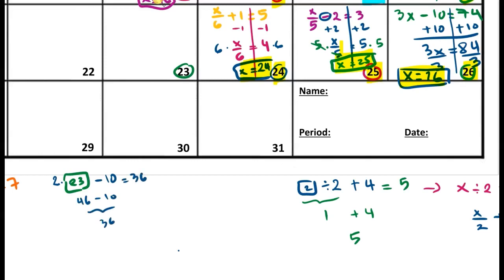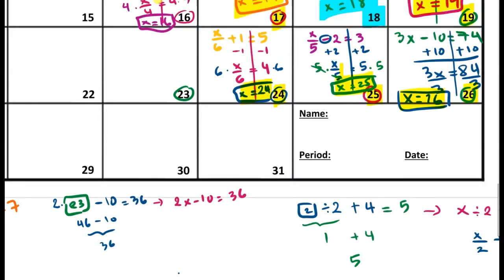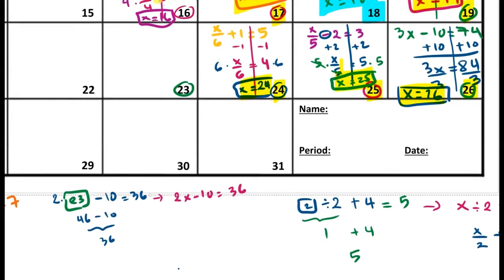This equals 36. Okay, replace the box by x. So that's going to be 2x minus 10 equal to 36. You're going to add 10 on both sides. That will give you 2x equal to 46. And then divide by 2 on both sides. x equal to 23. Again, it matches the date.